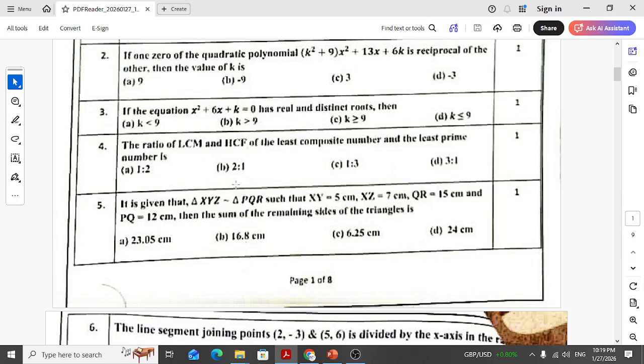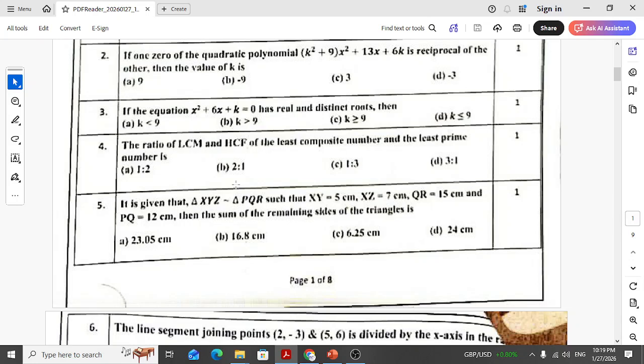I want m1 by m2. I'll keep m1 here, bring m2 from that side. So 3 will remain here, 6 will go this side. So 3 is to 6, which is 1 by 2, or 1 is to 2. So option A is the correct answer.